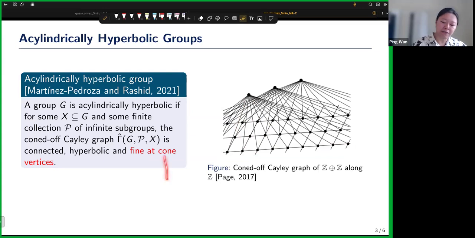And another new word here is fine at cone vertices. Fine is a local finiteness condition. It means that at this vertex, for every finite number n, there are only finitely many loops of length n containing that vertex. As you can see here, there are infinitely many triangles containing this cone vertex, right? So this means this graph is not fine, and so it cannot be used to show Z plus Z is acylindrically hyperbolic. So that's a non-example.